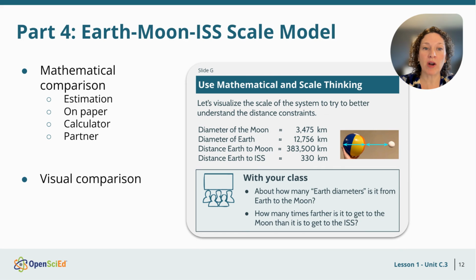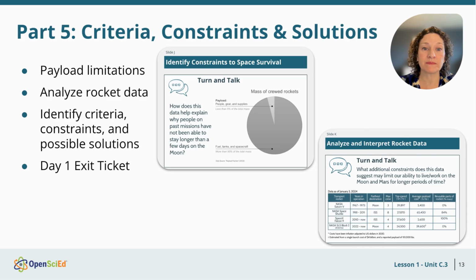Now for a key moment in part 4, you'll work with the class to develop a scale model of the Earth Moon International Space Station system, and you'll use it to visualize the relative scale of distances to other objects in the solar system. The first section in this part is focused on the mathematical comparison, and then the second part is a visual comparison with a small foam ball and a beach ball. This part is really important for helping your students to understand how vast space is and setting them up to see how those distances could be constraints.